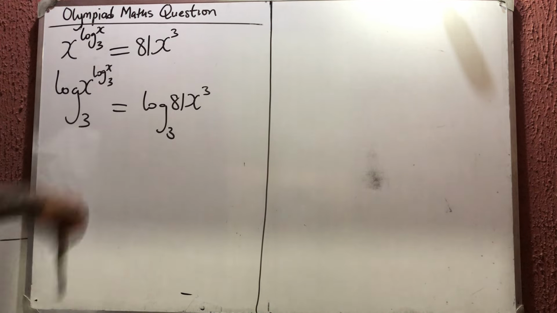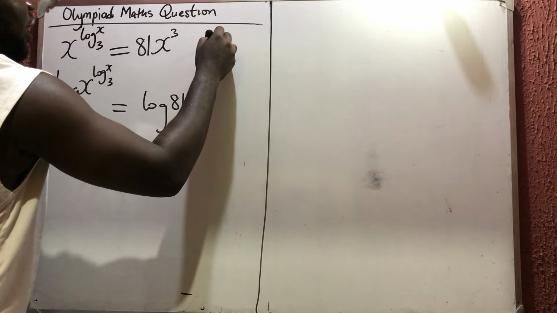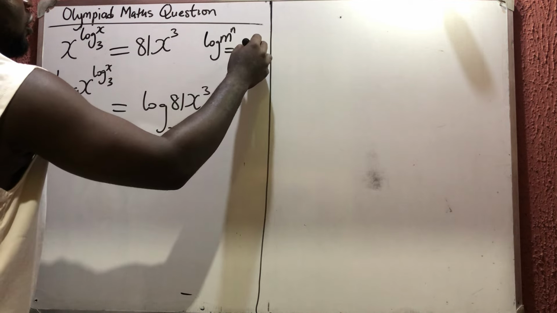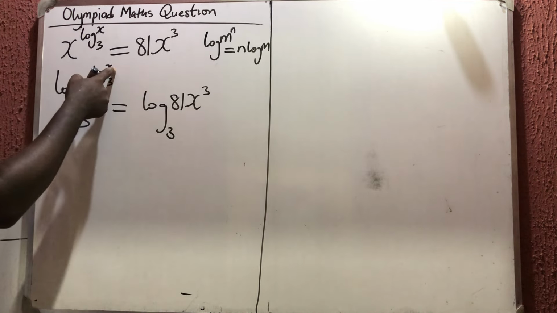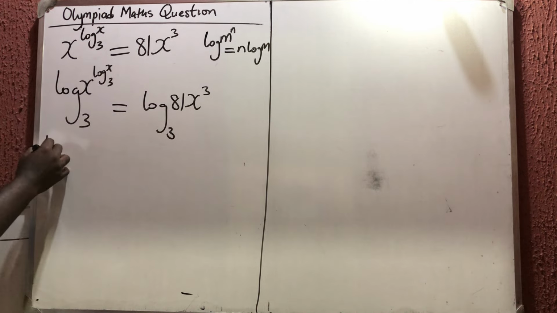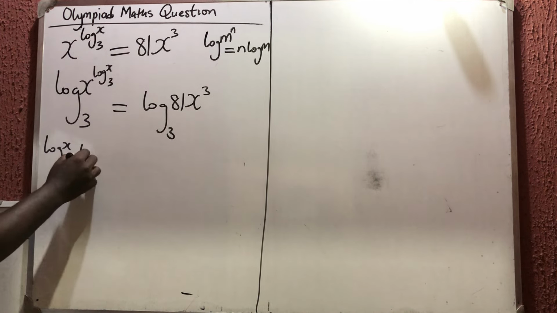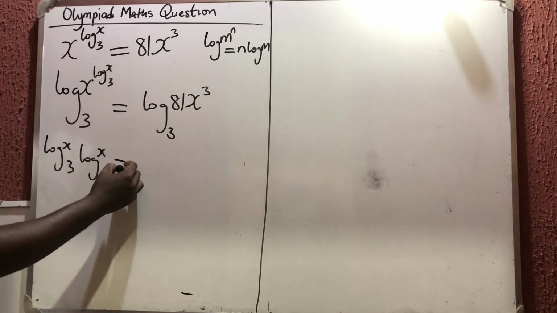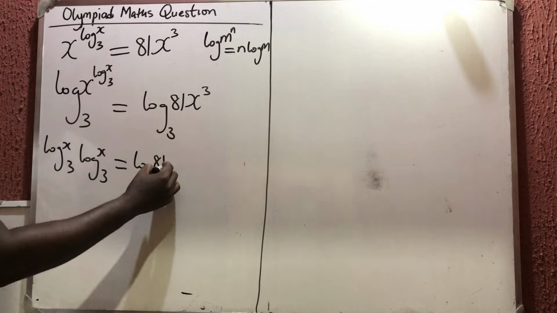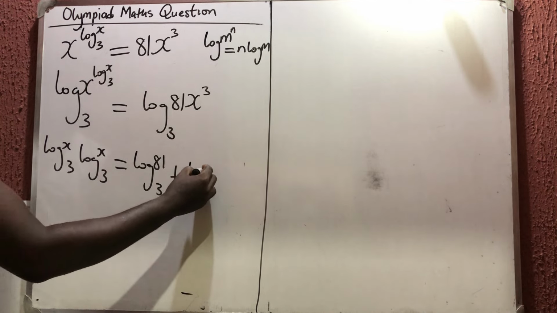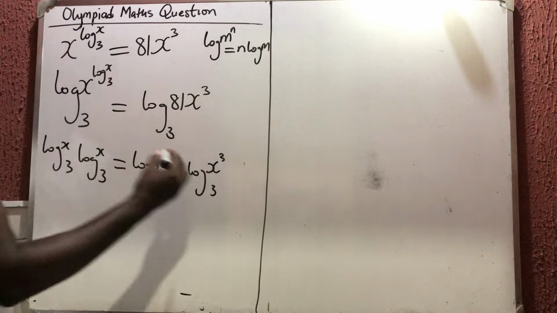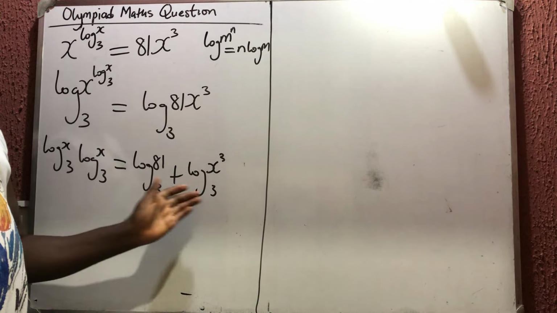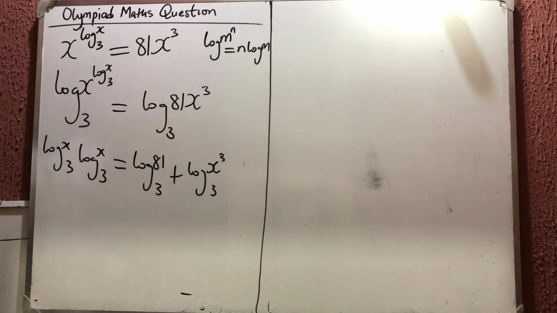Now the next thing you need to know is, according to the law of logarithm, if I have log m raised to power n, the n can go to the back, and you have n log m. So this log x base 3 can come to the back. I'll have log x base 3 times log x base 3. This one went to the back to multiply this one, is equal to what? Log 81 base 3 plus log x raised to power 3 base 3. According to the law of logarithm, the reason we have plus is because of multiplication, so you can separate them like this.